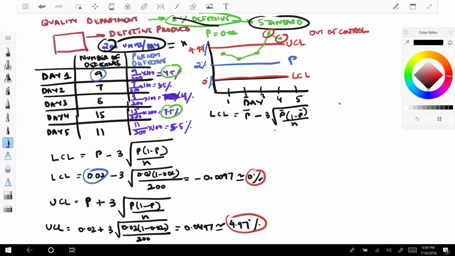and the upper control limit would be P bar plus 3 times square root of P bar 1 minus P bar divided by n.